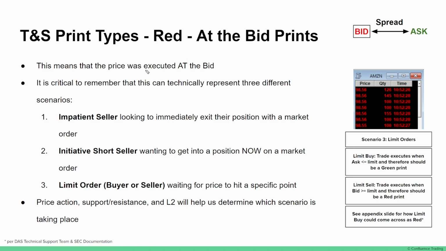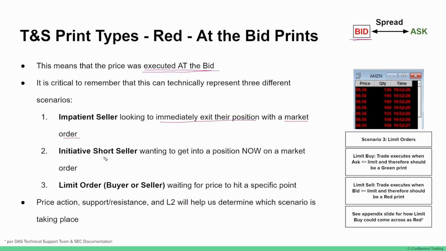Red prints are those that were executed at the bid. So you have your bid-ask spread. These are down here at the bid. It is critical to remember that this can represent basically three different scenarios. So when you see a red print, it could either be an impatient seller, which is looking to immediately exit their position. So you bought earlier on, or you bought right at the top and you're exiting for a loss, but either way you want to exit on a market order. Therefore, you will show up as a red print because market sell orders show up at the bid.